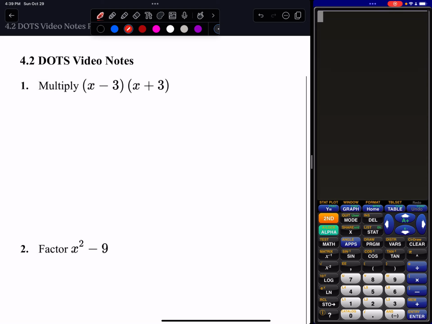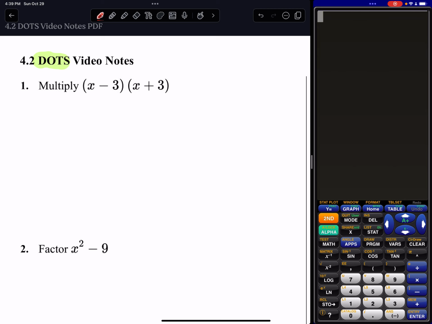Okay, so what we're going to be talking about is what we call DOTS. And what DOTS means here is a difference of two squares. Okay, we're going to call it DOTS for short, and it means a difference of two squares. Okay, difference means subtract, and then we have two squares.